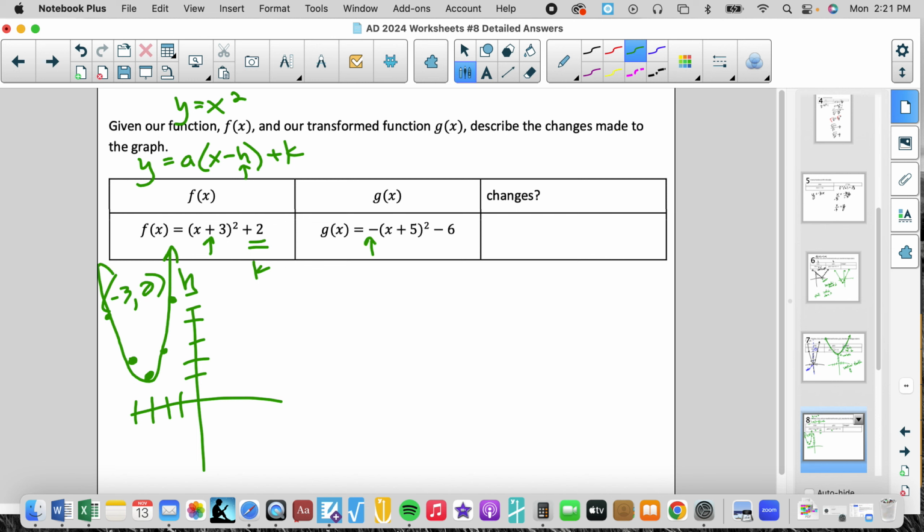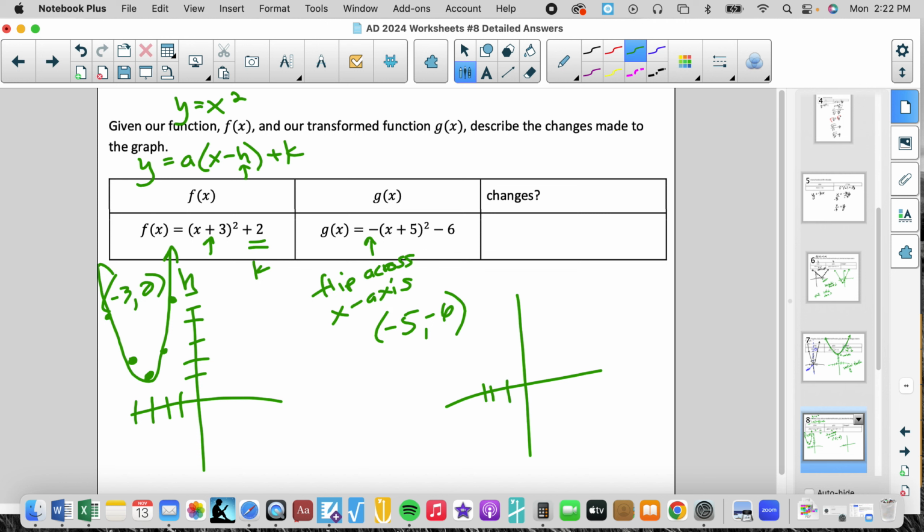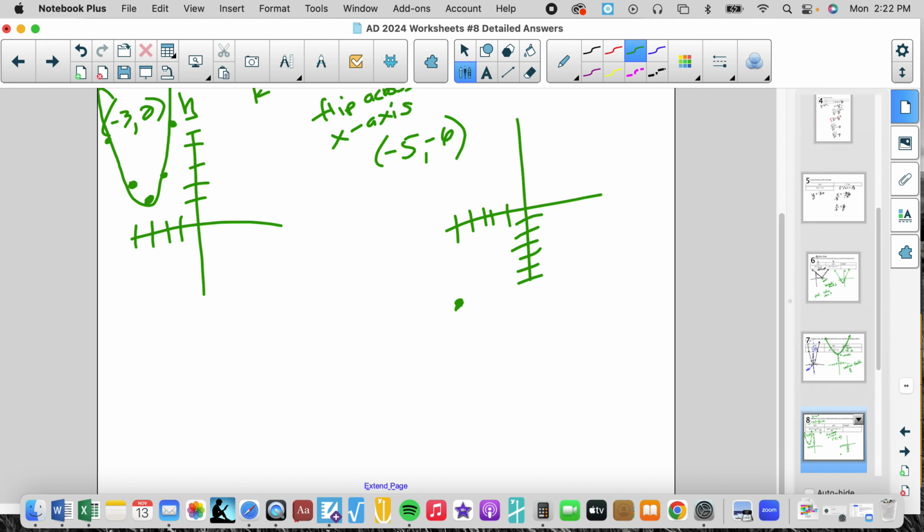This tells me it's flipped across the x-axis. And then my vertex is moved. So my vertex is -5, -6. So it's going to 1, 2, 3, 4, 5, 1, 2, 3, 4, 5, 6. It's like this, and then it's going to go upside down. So we're going to move 1 over here, 1 over here, 4 down, 4 down. So it looks like this. Same shape, just shifted and flipped.